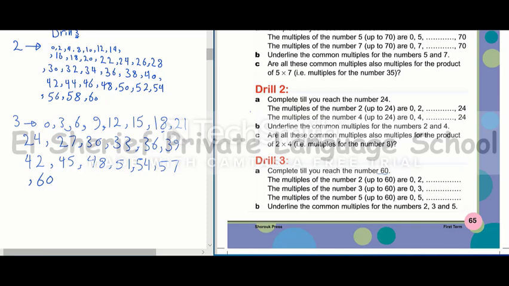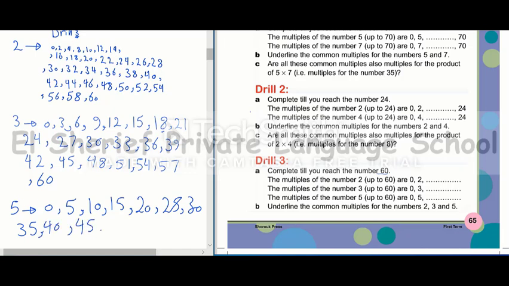Now the multiples of 5, and this is easy because the multiples of 5 end in 0 or 5. So 0, 5, 10, 15, 20, 25, 30, 35, 40, 45, 50, 55, and finally 60.